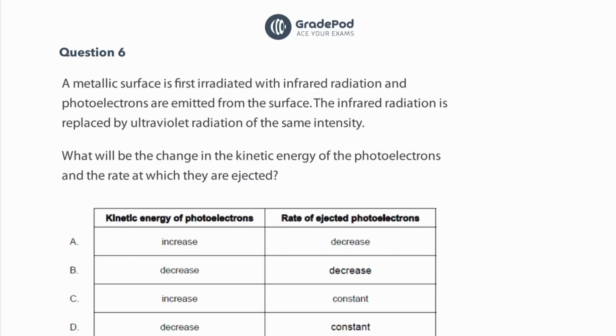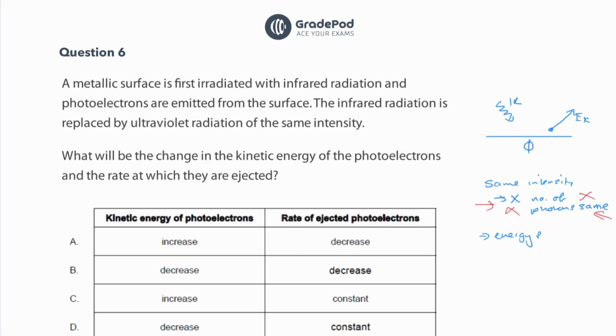Question 6. A metallic surface is first irradiated with infrared radiation and photoelectrons are emitted from the surface. So we've got photoelectrons emitted with kinetic energy. We've got infrared radiation. The infrared radiation is replaced by ultraviolet radiation of the same intensity. So we've got the same intensity, but that does not mean that the number of photons is the same. What it means is that the energy per unit area per unit time is the same.